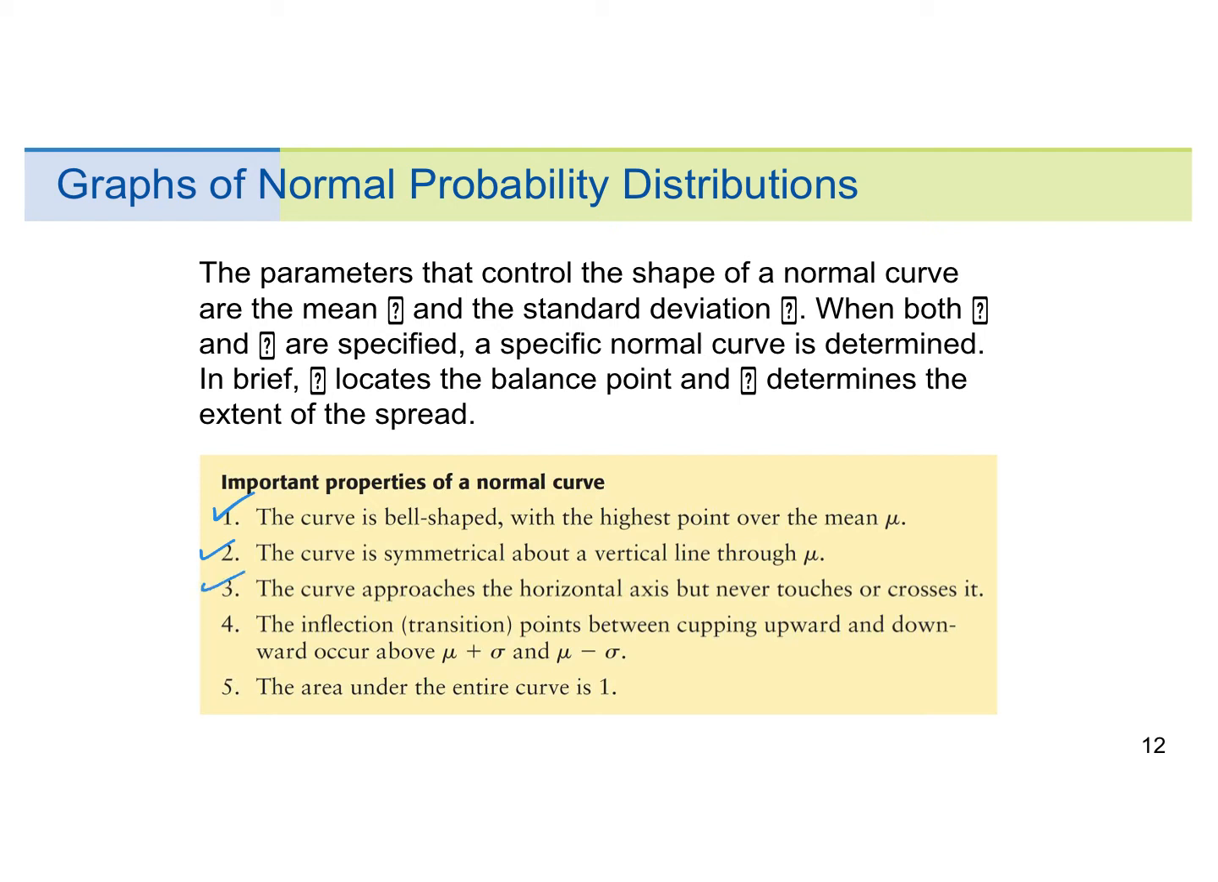Number 3, the curve approaches the horizontal axis but never touches it or crosses it. Number 4, the inflection points between cupping upwards and downwards occurs at 1 standard deviation above and 1 standard deviation below. And the last is the area under the entire curve is 1. If you're dealing with percentages, it would be 100%.